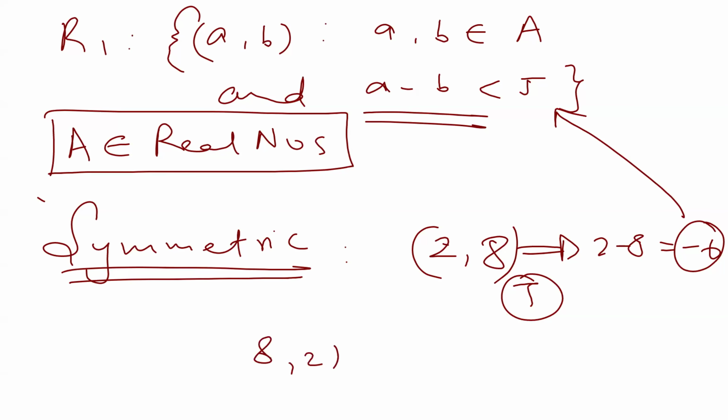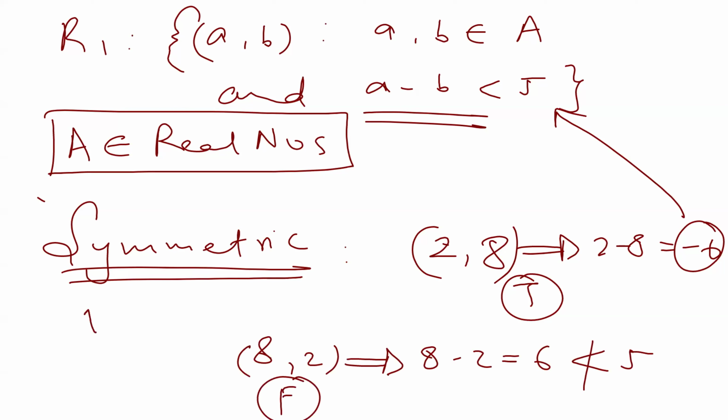Now 8 comma 2, just reverse this. Remember this example specifically, because otherwise you'll just keep on searching. So remember this example. (8, 2) implies 8 minus 2, which is 6. Is this less than 5? No. So the reverse is not always true. So this is false, and it is not symmetric.